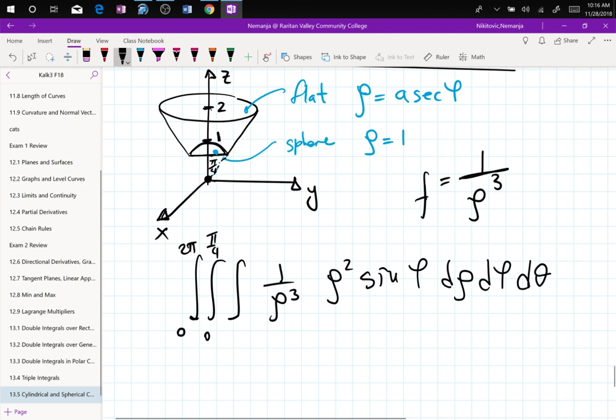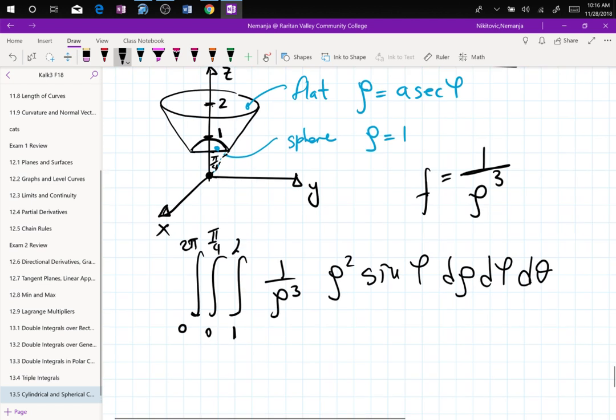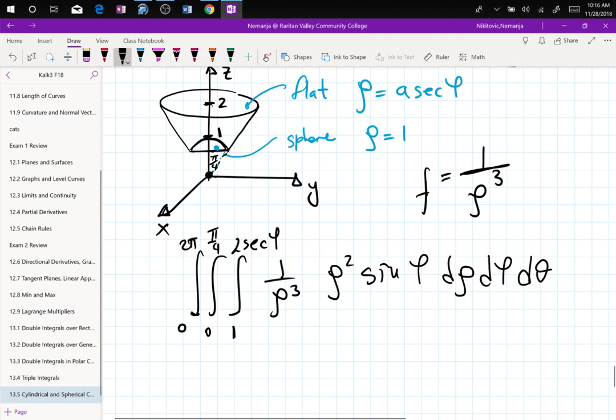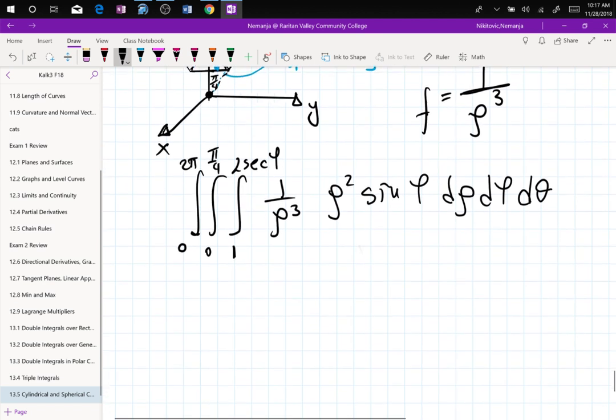What's my rho? 1 on the bottom, very good. The bottom is scooped out by a sphere of radius 1, so that's the bottom. What's the top? 2 secant phi. Look at those rhos canceling. You have to integrate 1 over rho, which is ln. Great. And then you will have ln of secant phi, and it's going to be wonderful for you to integrate these things. This is where I check out and say bye. Good luck.